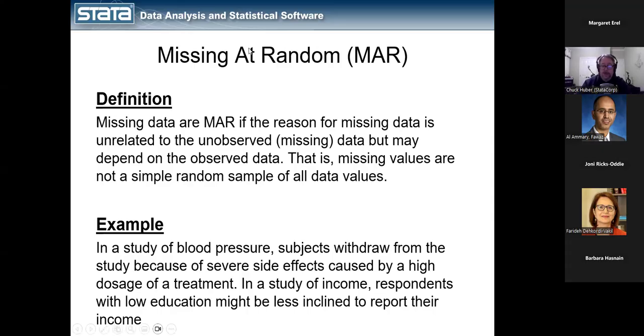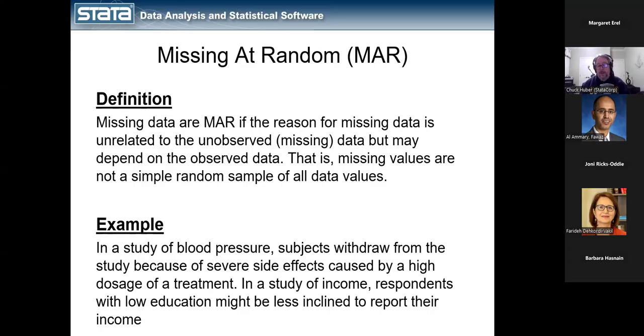As some examples, in a study of blood pressure, the study subjects might withdraw from the study because of severe side effects caused by the high dosage of the treatment. It's not caused by high blood pressure itself, but it is caused by a side effect, and we have information on side effects in the data set.